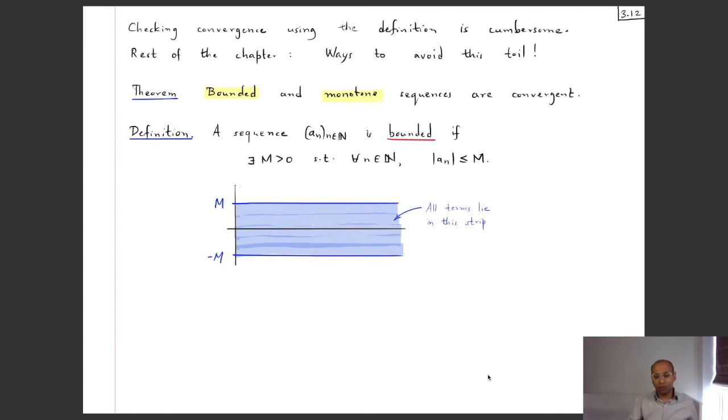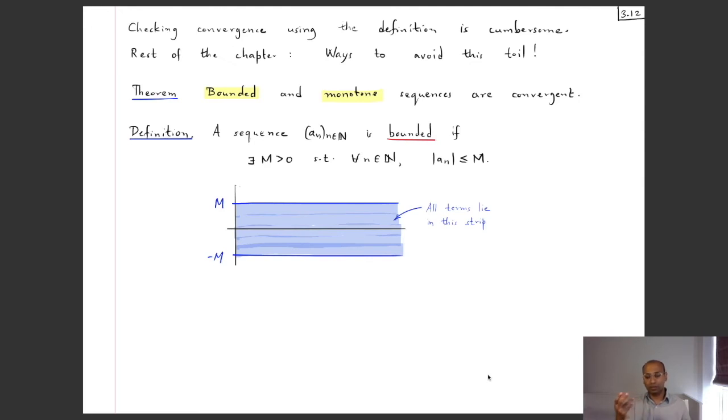Okay, so what we have learned is the definition of the notion of convergence of a sequence with a certain real number as the limit. And we have seen some examples where we checked that the sequence is either convergent or divergent using the definition, but we noticed that using the definition is cumbersome. So what we are going to do in the rest of the chapter is discover ways to avoid this hard work or toil.